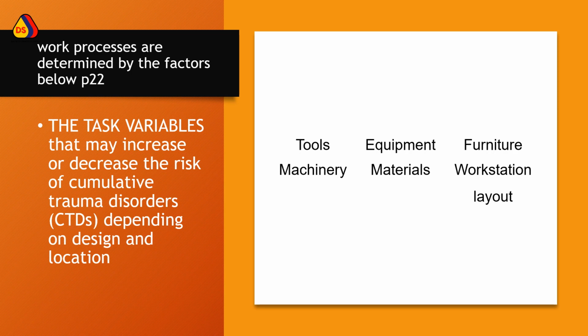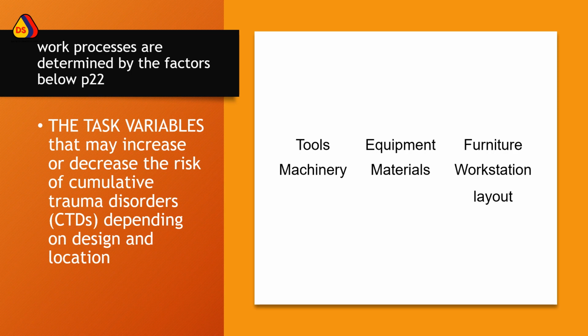The design of tools and equipment should consider ergonomics. For example, tools with padded handles and reduced vibration can lower the risk of CTDs in industries like construction or manufacturing. In tasks that involve heavy lifting or repetitive movements, using power-assisted tools or equipment can reduce the physical strain on workers. The weight and balance of tools can affect the strain on muscles and joints. Lighter tools with balanced designs are less likely to contribute to CTDs.